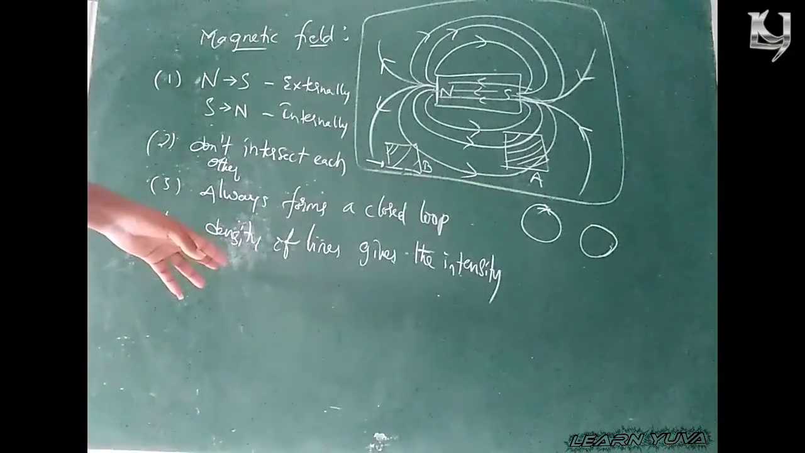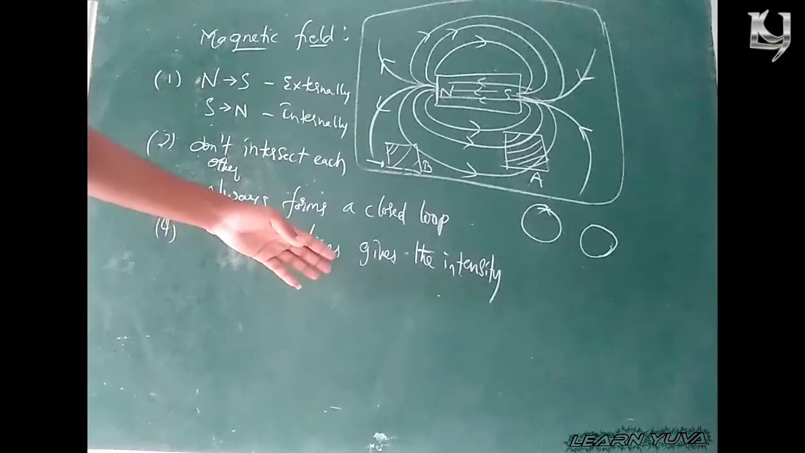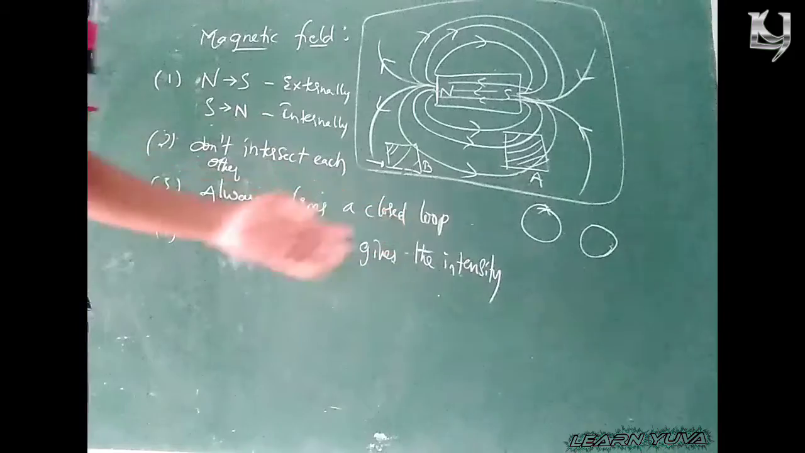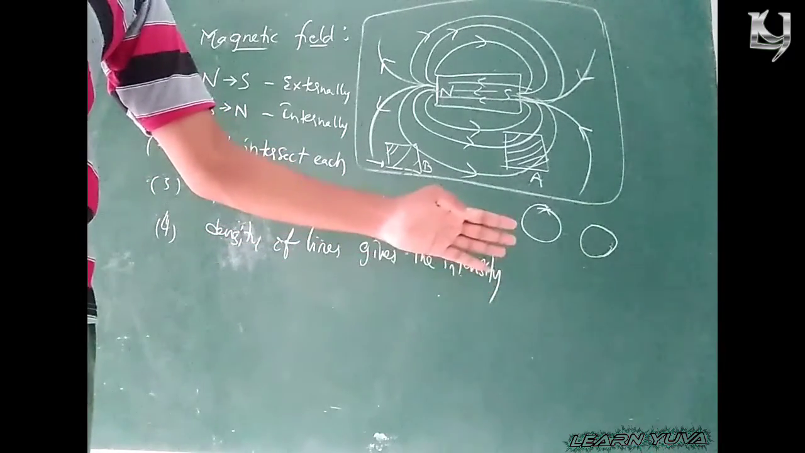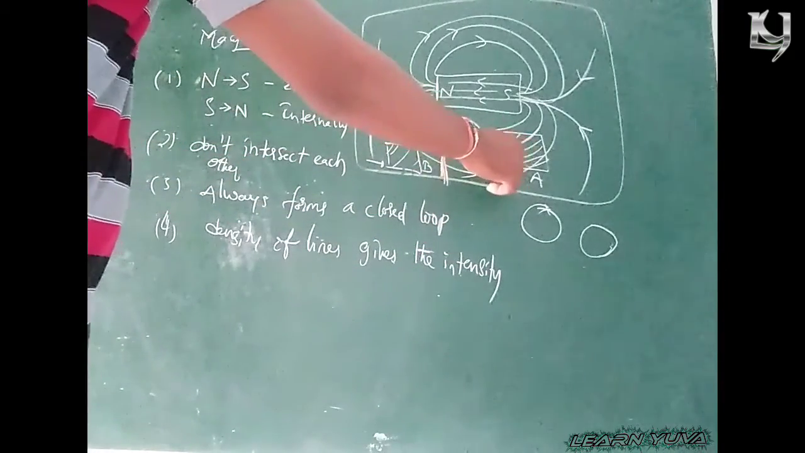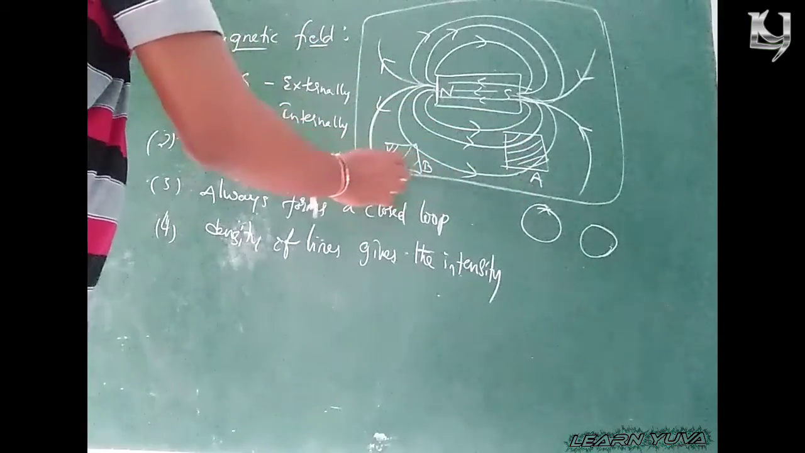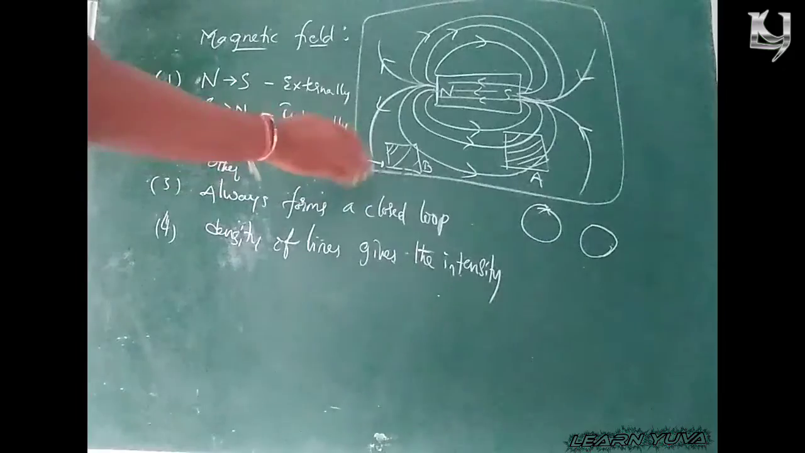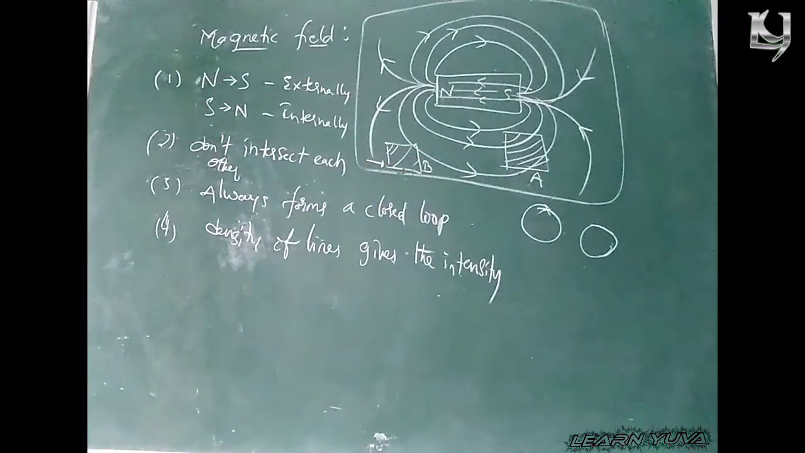The density of lines of force gives the intensity of the magnetic field. If density is more, the magnetic intensity is more. Density is nothing but the number of lines of force. If there are more lines, the magnetic strength is more. If there are fewer lines, the magnetic field is less, right?